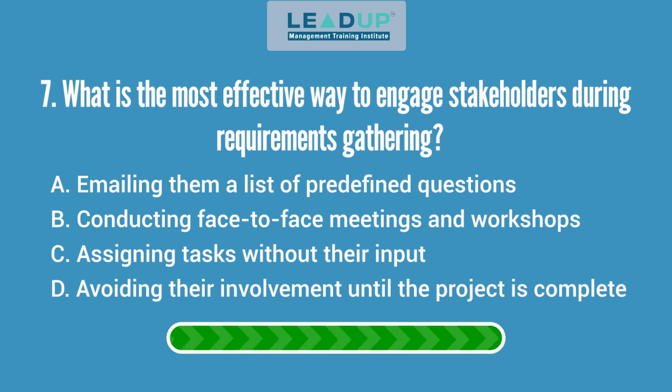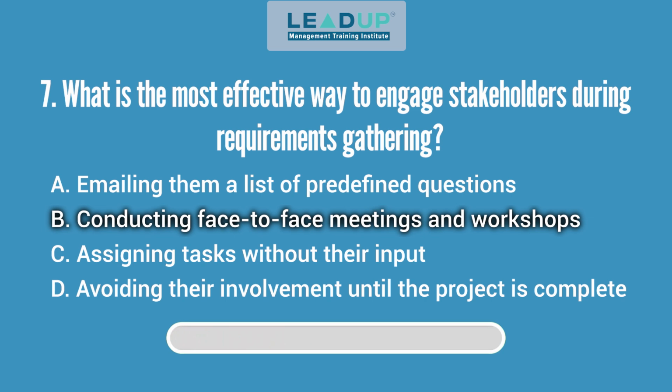BRD. Question 7. What is the most effective way to engage stakeholders during requirements gathering? A. Emailing them a list of predefined questions. B. Conducting face-to-face meetings and workshops. C. Assigning tasks without their input. D. Avoiding their involvement until the project is complete. The answer is conducting face-to-face meetings and workshops.